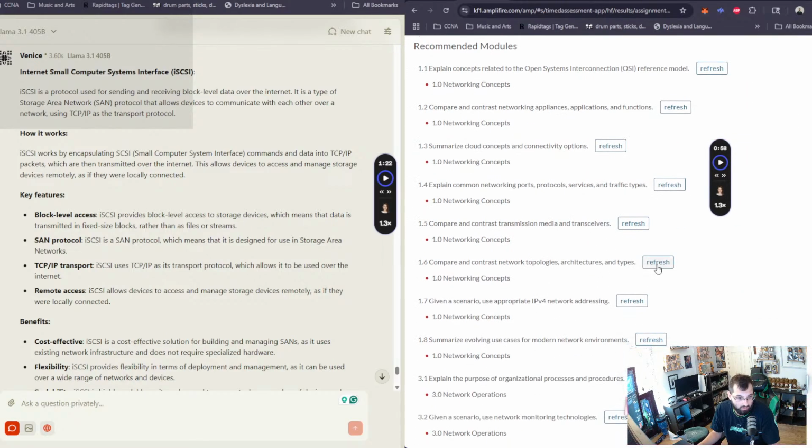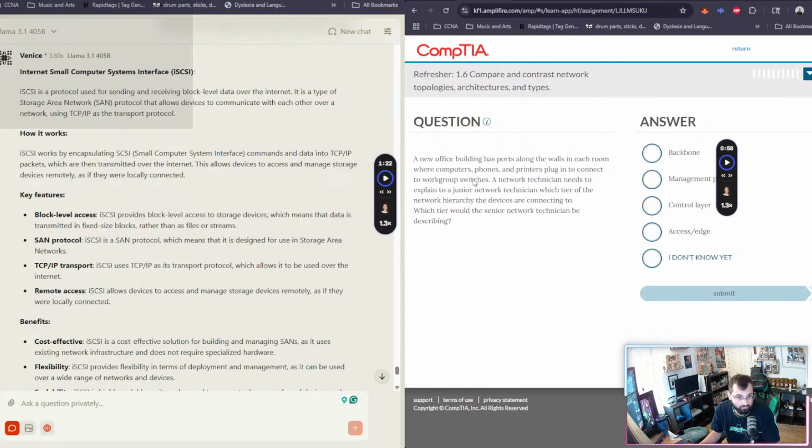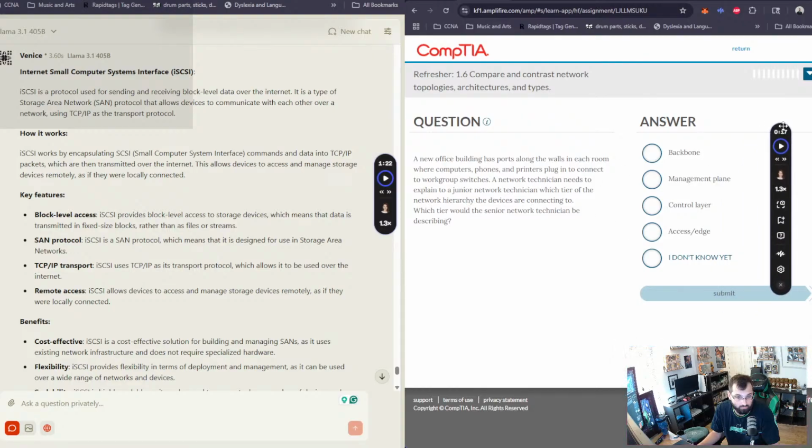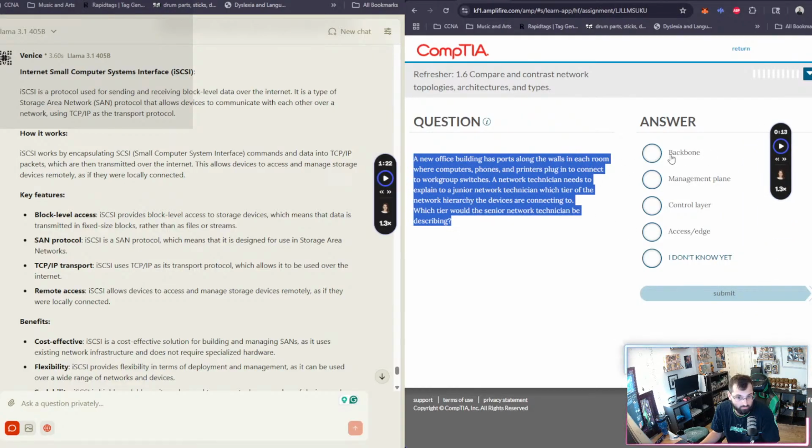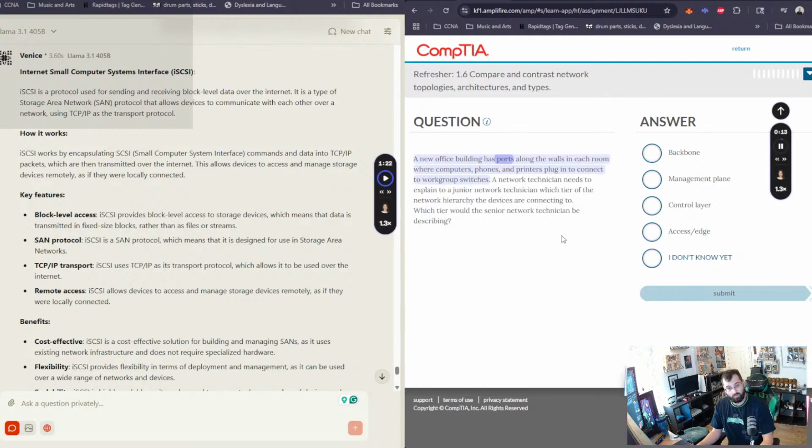Six. A new office building has ports along the walls in each room, where computers, phones, and printers plug in to connect to workgroup switches. A network technician needs to explain to a junior network technician which tier of the network hierarchy the devices are connecting to. Which tier would the senior network technician be describing? Ooh, the access edge.